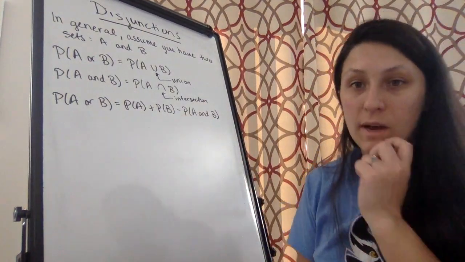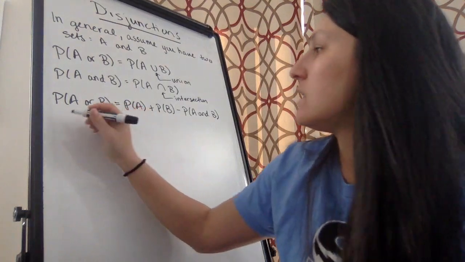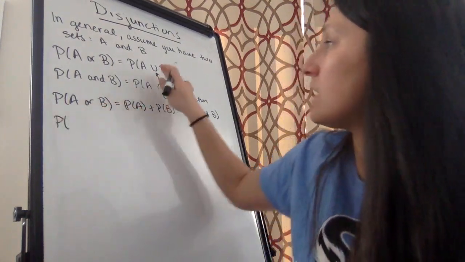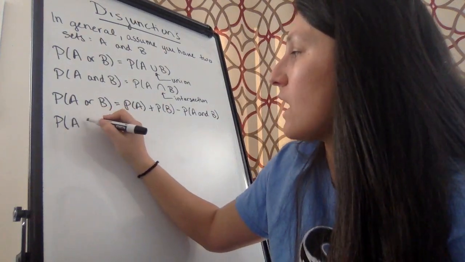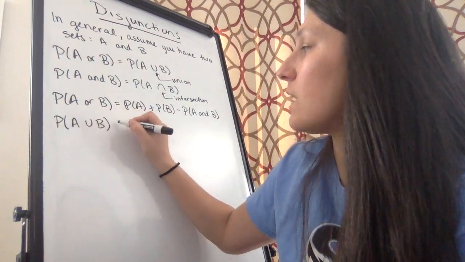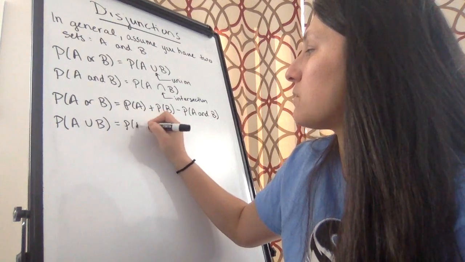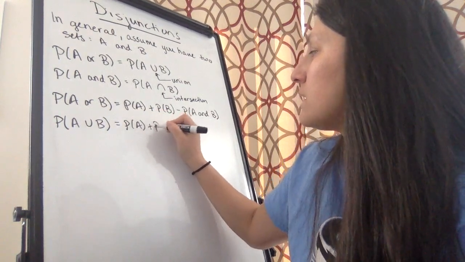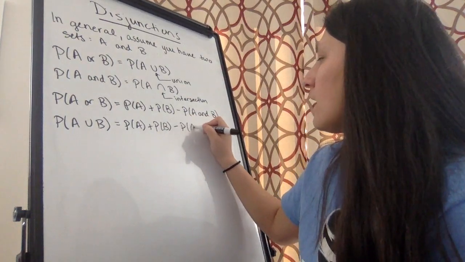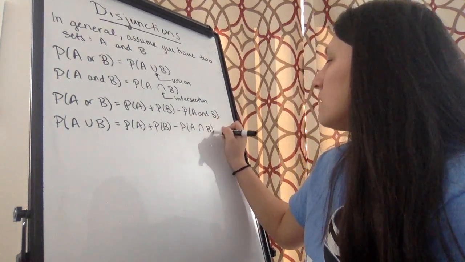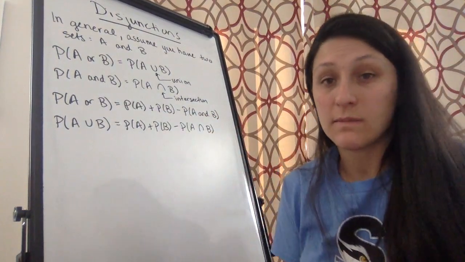So we just did that with the dogs and the cats. So I'm going to write this using the notation now that means the same thing. So you could write this as A union B, which means A or B, equals the probability of A plus the probability of B minus the probability of A and B, because that symbol means the same thing as and.